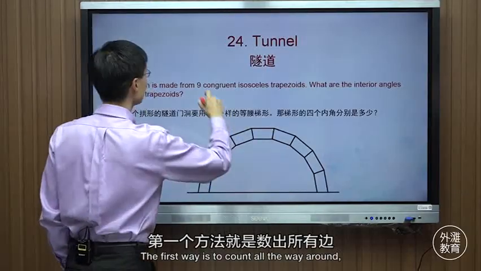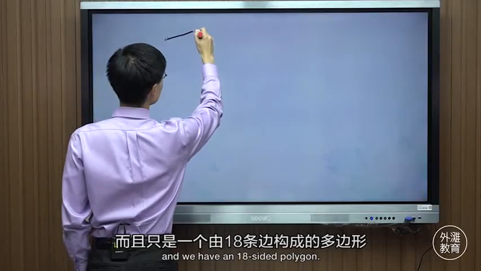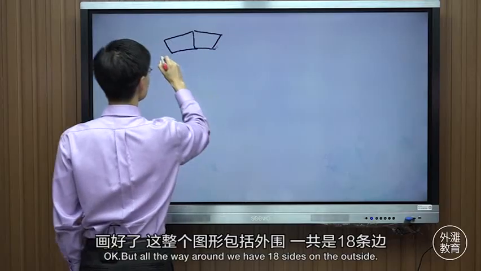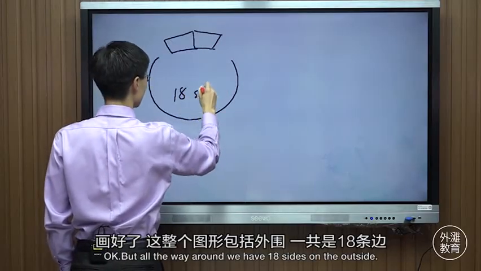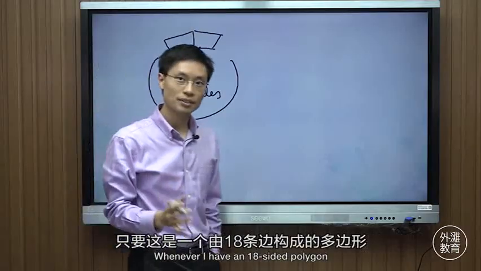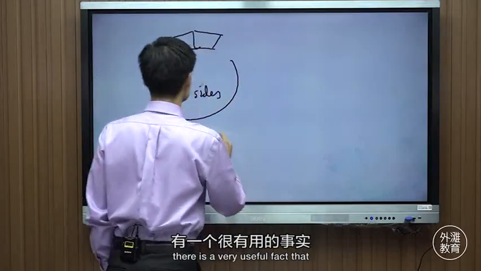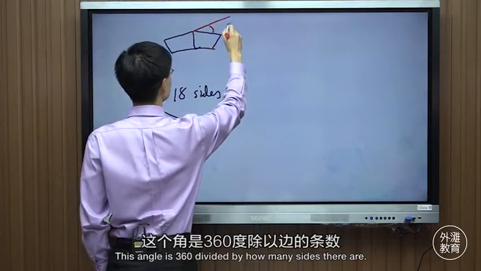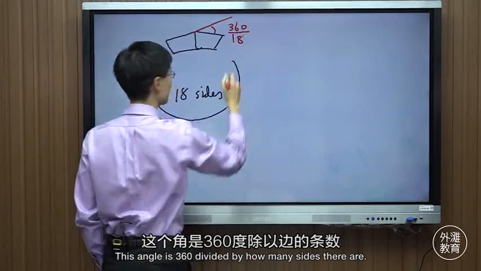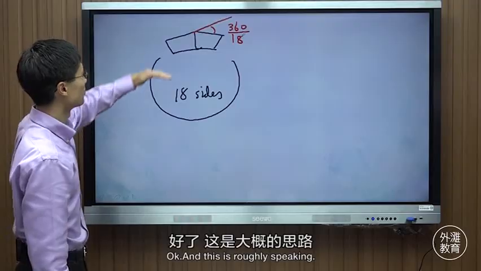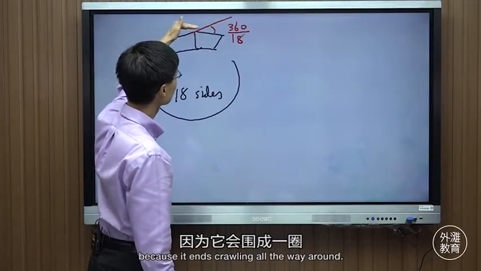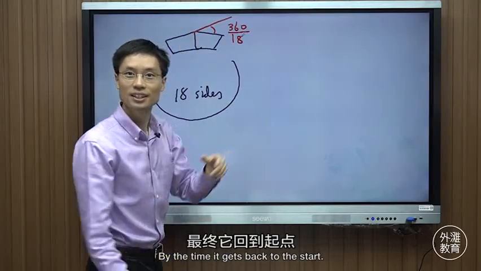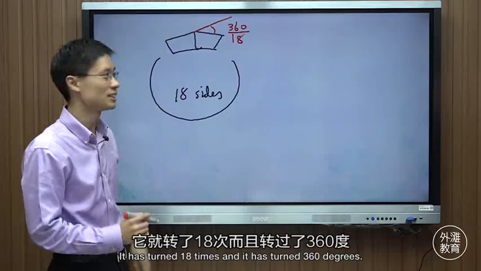The first way is to count all the way around, and we have an 18-sided polygon, and I'm just going to emphasize this picture here. All the way around, we have 18 sides on the outside. Whenever I have an 18-sided polygon, there's a very useful fact: if I want to know an exterior angle of this polygon, this angle is 360 divided by how many sides there are. Roughly speaking, if you have an ant crawling all the way around, this is the amount it turns each time, and by the time it gets back to the start, it has turned 18 times and it has turned 360 degrees.